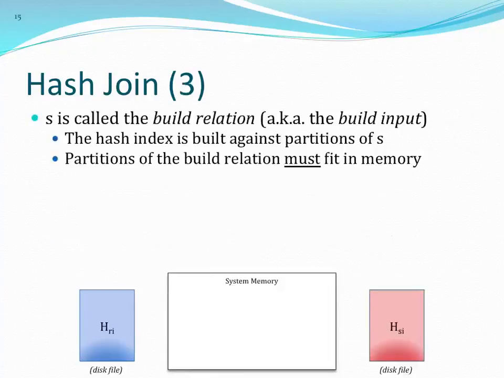Now I have some pictures of this. S is called the build relation. Hopefully you can see why, because as we partition it and then load each partition, we build an index on the right partition. So that's why we call it the build relation.